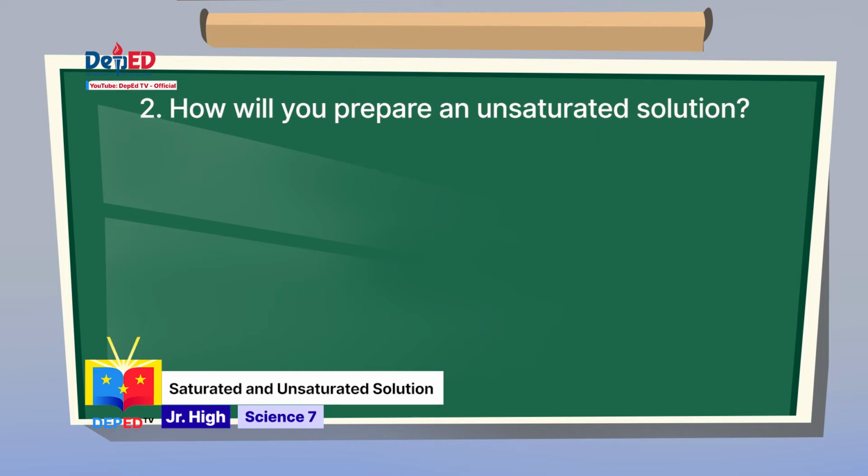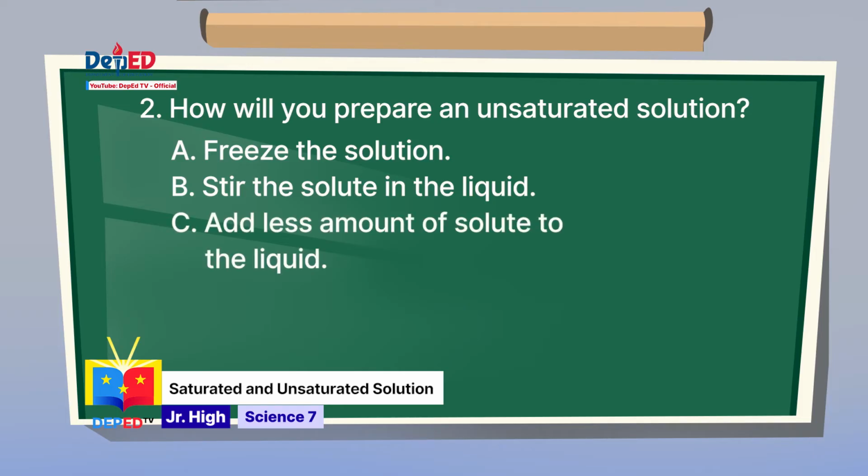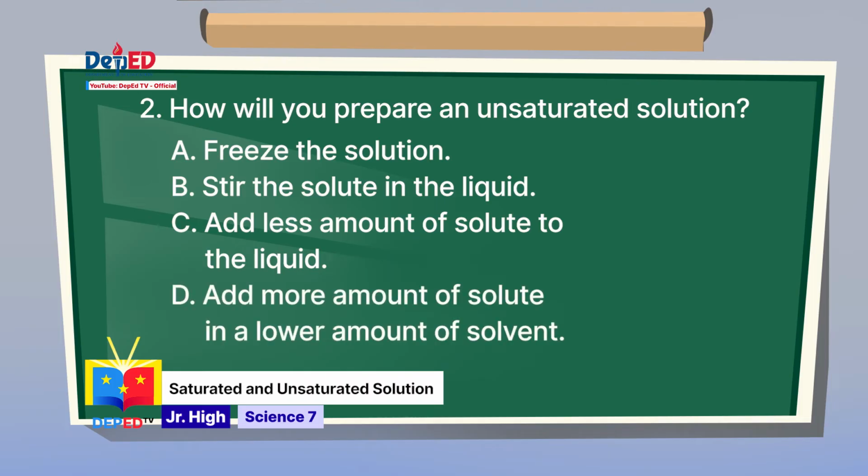Number 2. How will you prepare an unsaturated solution? A. Freeze the solution. B. Stir the solute in the liquid. C. Add the less amount of solute to the liquid. D. Add more amount of solute in a lower amount of solvent. You can prepare an unsaturated solution when you add less amount of solute to the liquid. If your answer is letter C, then you got it right!